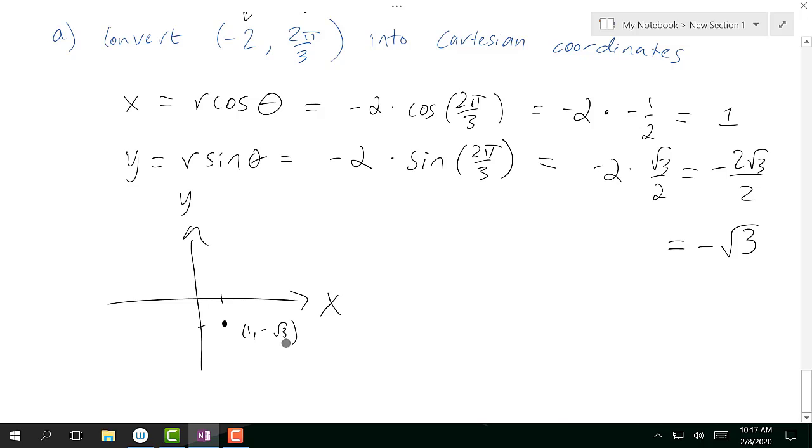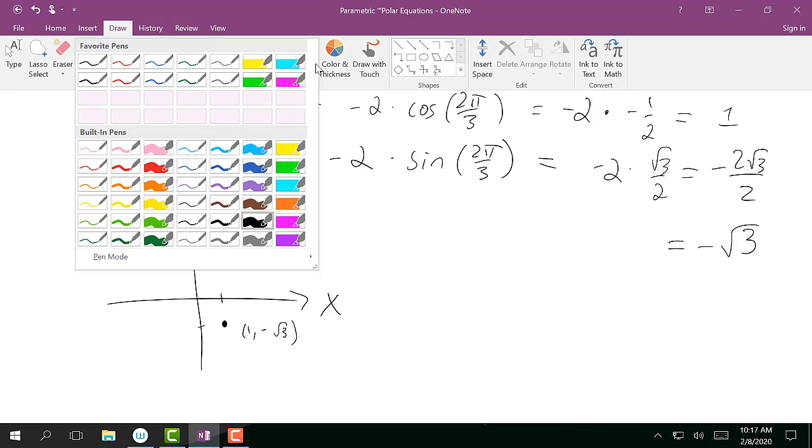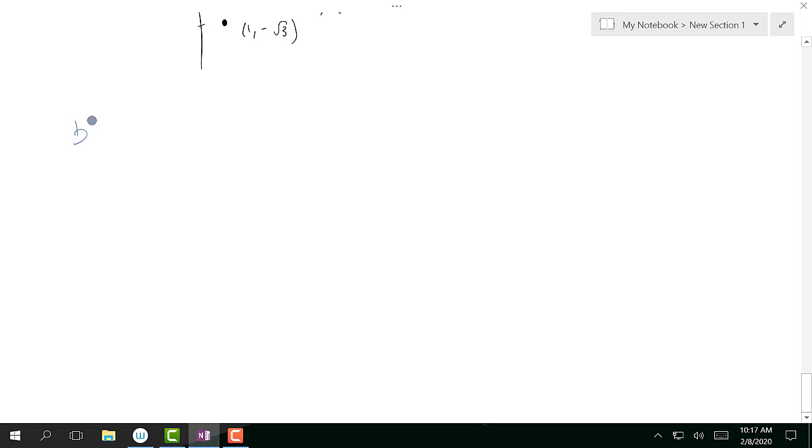Right, let's look at one final example, and then we'll be done. For this next example, we're going to convert the point 1, 1 into polar coordinates.